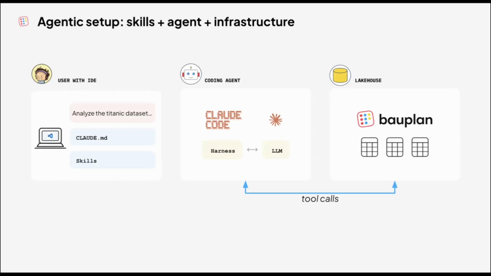Okay? And then in the middle, there's a coding agent. And by coding agent, we mean the combination of two things. One, which is often called the harness.